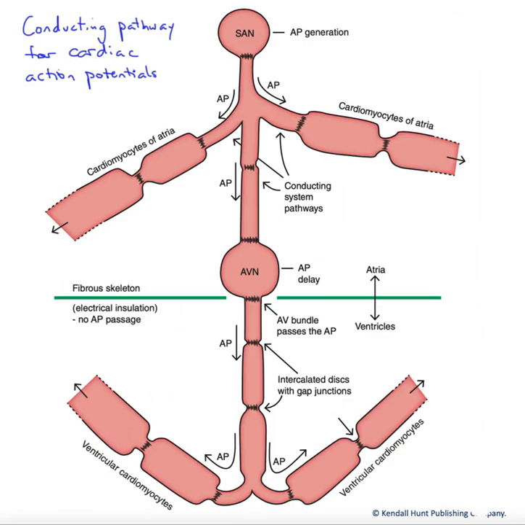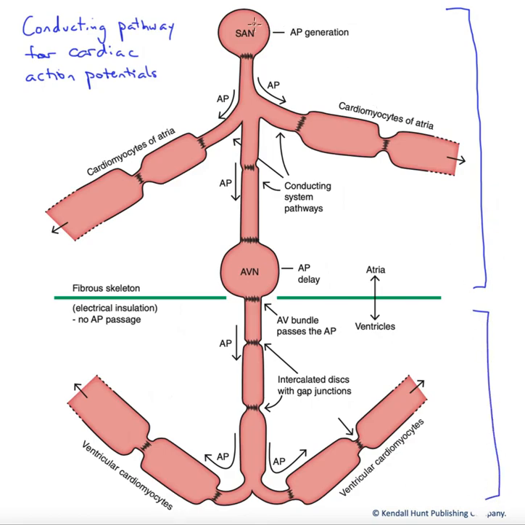In this figure, we want to look at the conducting pathways for cardiac action potentials as they travel throughout the atrial and ventricular syncytia. In other words, the atrial cells are all connected and the ventricular cells are all connected in functional syncytia. The atria would be found at the top here and the ventricles at the bottom.